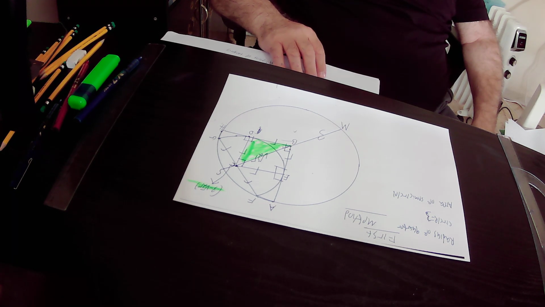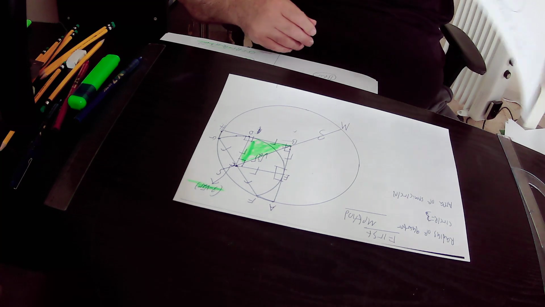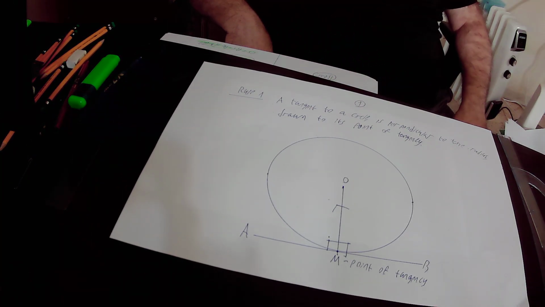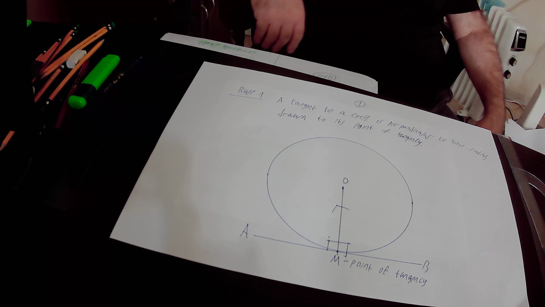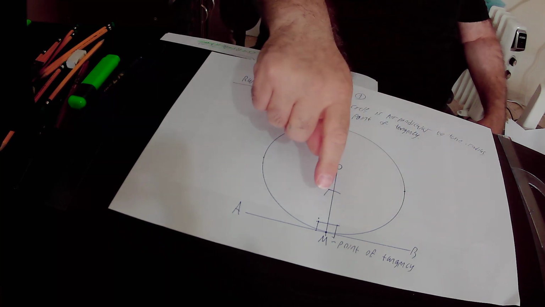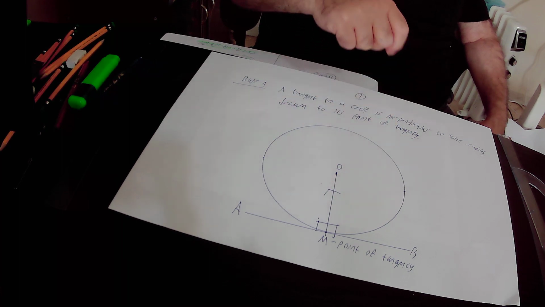First of all, I presented to you a new rule, that is rule number 1. According to rule number 1, a tangent to a circle is perpendicular to the radius drawn to its point of tangency. So according to rule number 1, in this case we have tangent AB that is tangent to this circle at point M. Point M is the point of tangency.